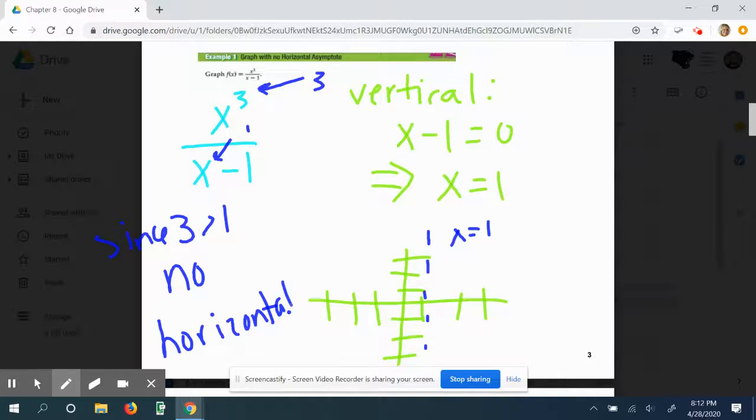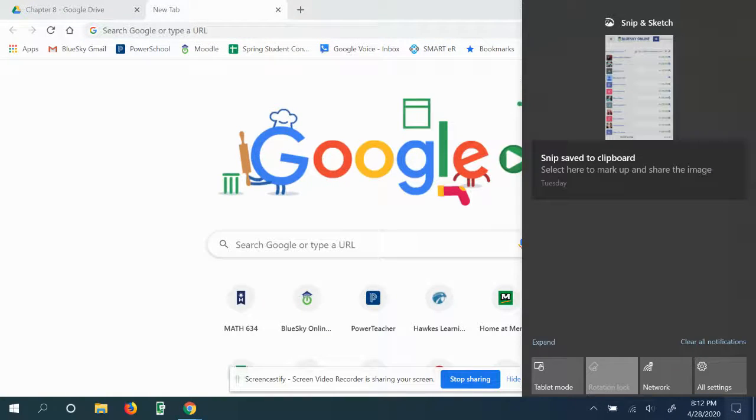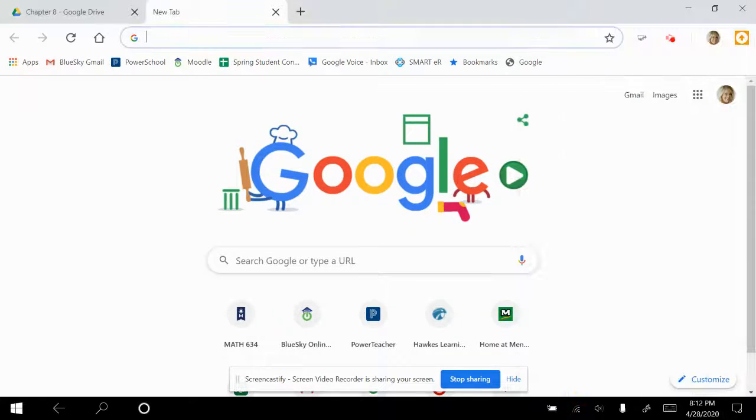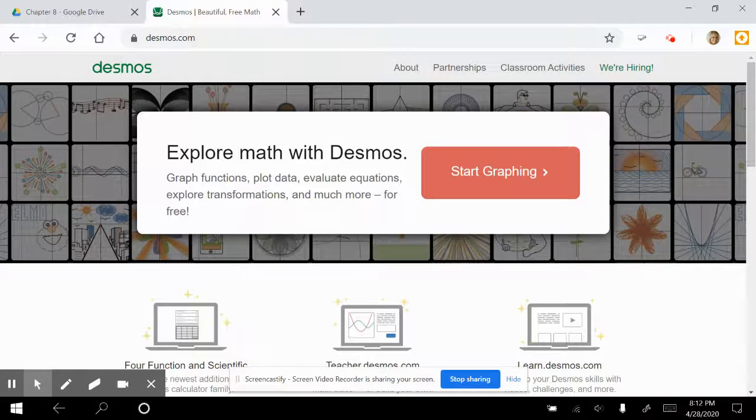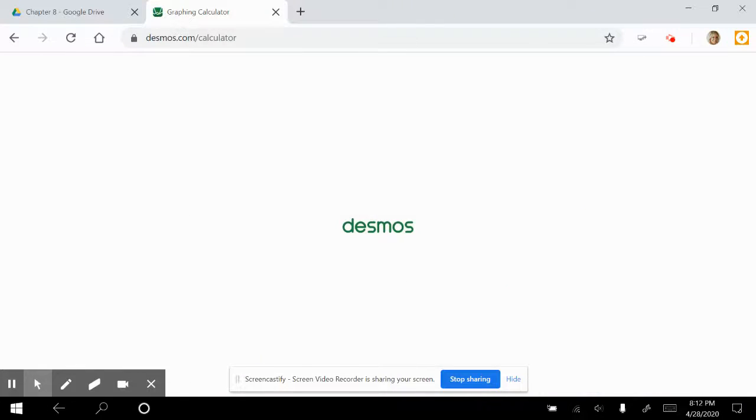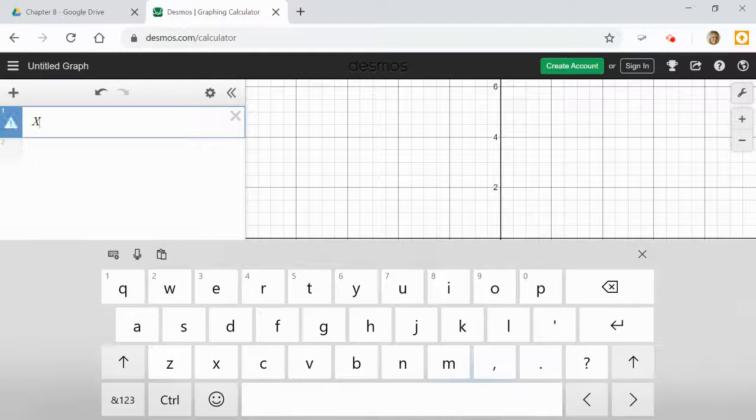So you're probably wondering what this is going to look like. What we can do to make sure we look at it is we're just going to go to Desmos, graphing, and ours was x. Let's see.